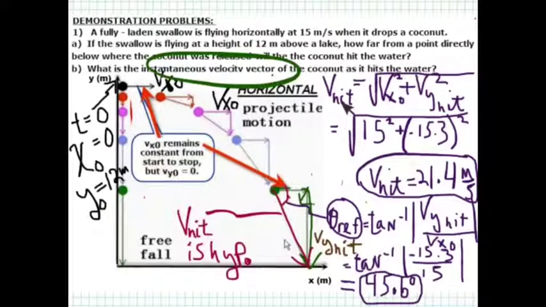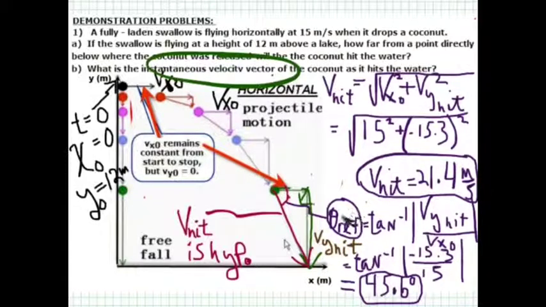So we calculate the speed V hit that the coconut impacts the water as a Pythagorean theorem, square root of the sum of the squares, the x component, which is Vx naught, or 15 meters per second, squared, plus the y component, which is minus 15.3 meters per second, squared. That gives us a V hit of 21.4 meters per second.